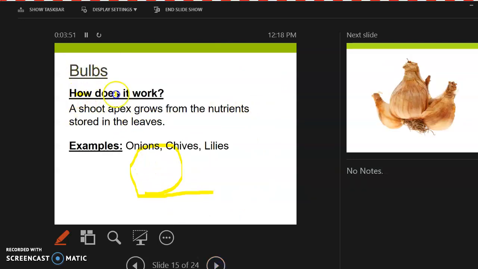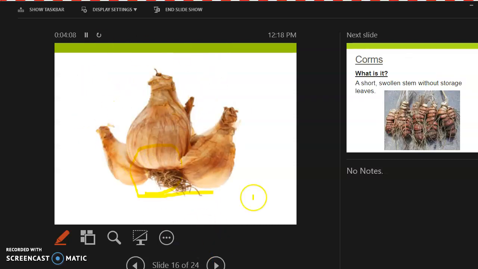So how does a bulb work? A shoot apex grows from the nutrients stored in the leaves. So basically the leaves already have some of their nutrients. And then some examples are onions, okay, chives, and lilies. That's why lilies come back every year. And this is what a bulb looks like. You just plant it in the ground.